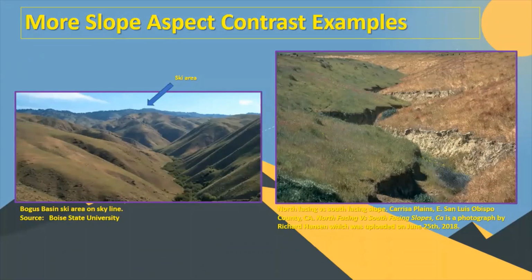This is the Bogus Basin ski area north of Boise, Idaho, up here on the ridge. You see antennas and so forth. Down from there are slopes that are a good example. Over here on the Carrizo Plains in eastern San Luis Obispo County, look at the difference on one side of the gully to the other.